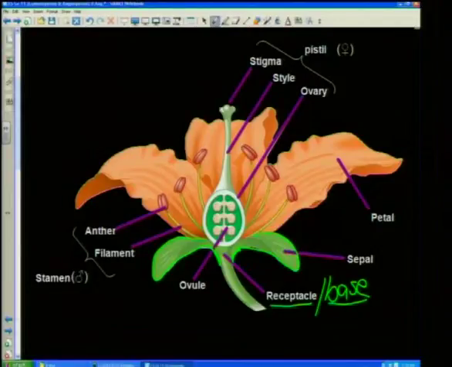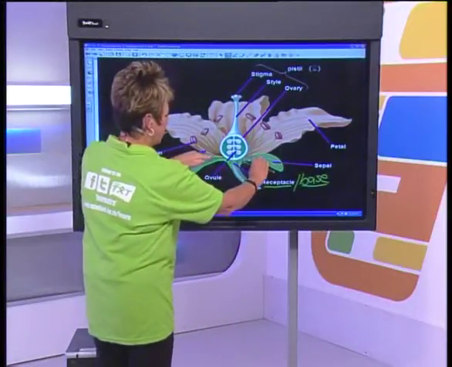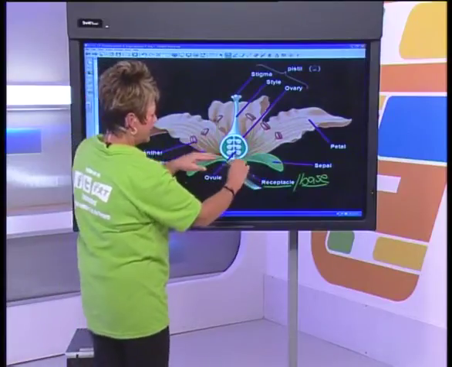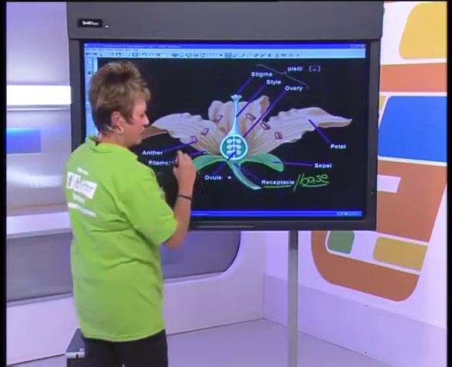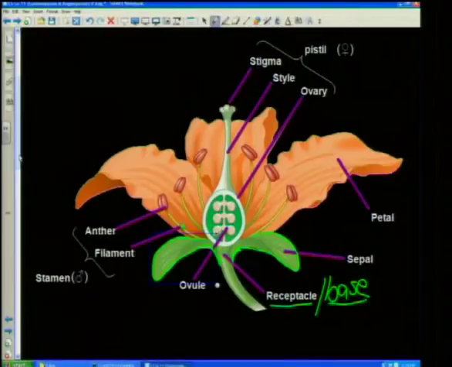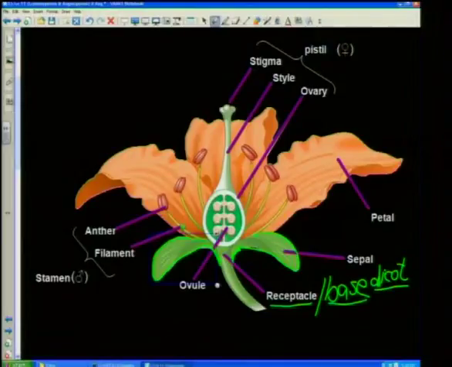Now, on a monocot flower, these little sepals are absent. So if you see a flower without sepals, then you know it's going to be a monocot. If there are sepals, you know it's going to be a dicot flower. So this is a dicot flower by just looking at the little sepals. Now, in a monocot flower, the sepals have fused together with the rest of the flower parts, with the petals.